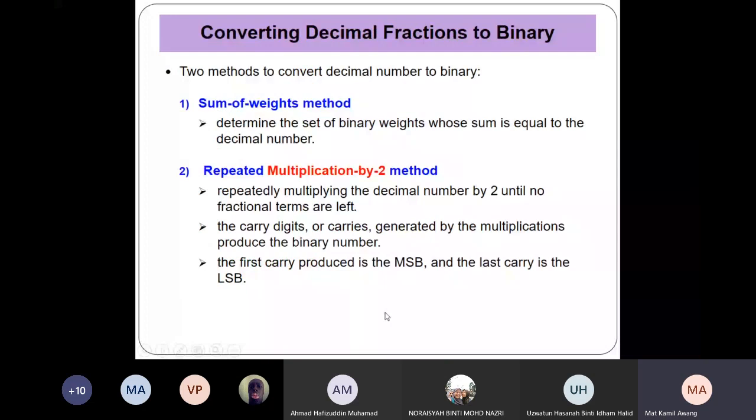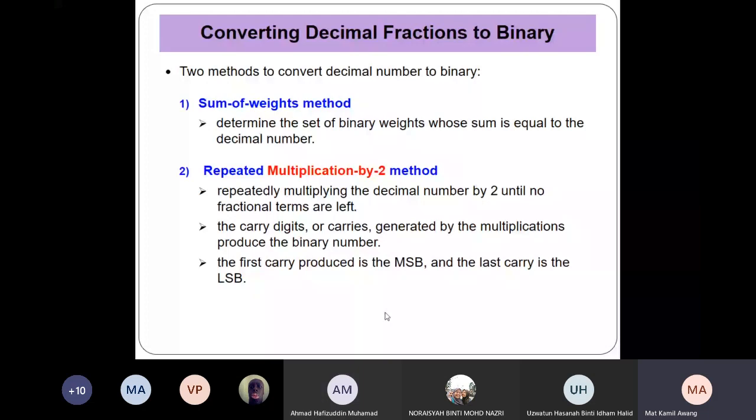Converting decimal fractions to binary. There are 2 methods to convert a decimal number to binary. Sum of weights, just like the first one, is to determine the set of binary weights whose sum is equal to the decimal number. The second one is repeated multiplication by 2. Just now it was the whole number. For a whole number, you use division by 2. But if it's a fraction, you use repeated multiplication by 2.